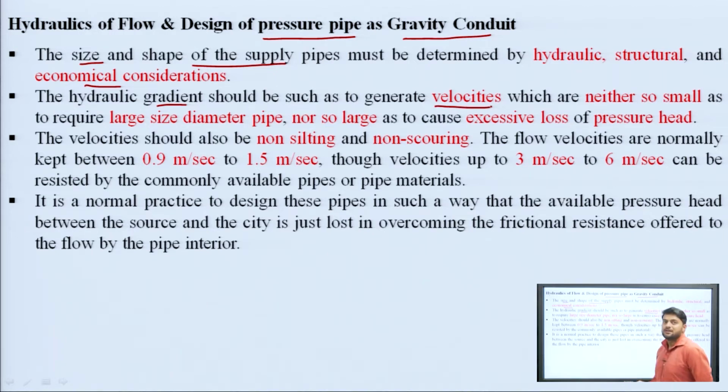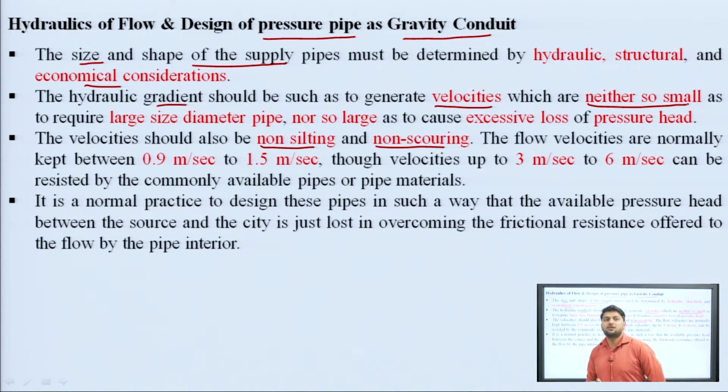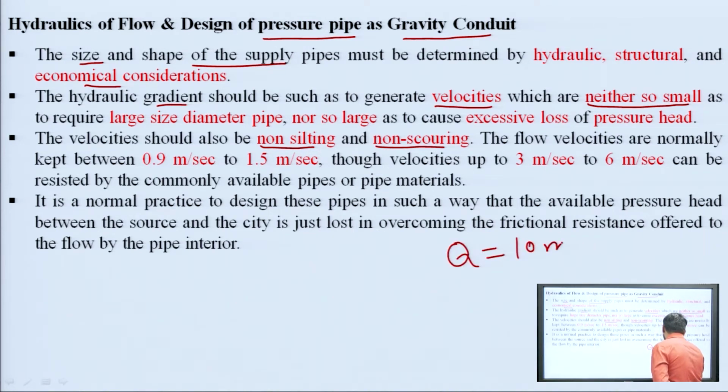The velocity should be such that there should be no silting or no scouring. And another point is the optimum velocity, or we can say, what should be the optimum velocity. If the velocity is so small, what will be the result? If the velocity is so small, then in order to fulfill the required amount of discharge, what will we do? Let us take an example. If we have to supply that amount of discharge per second.